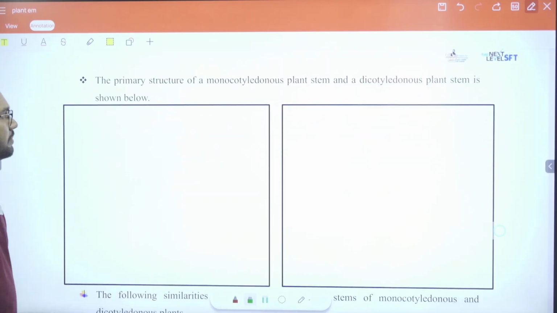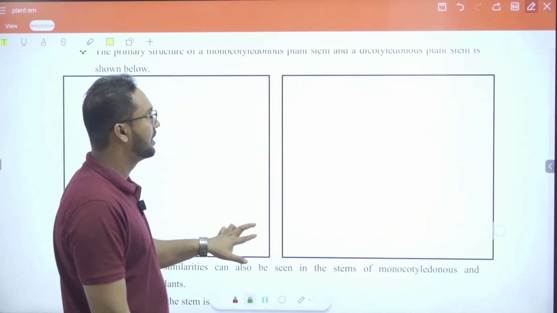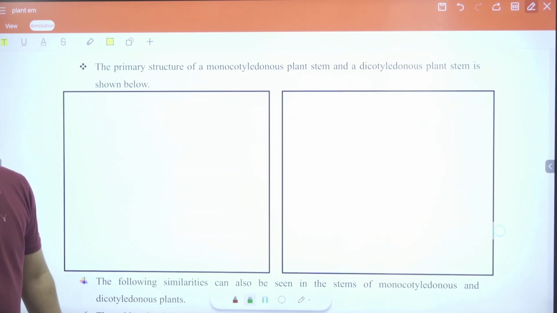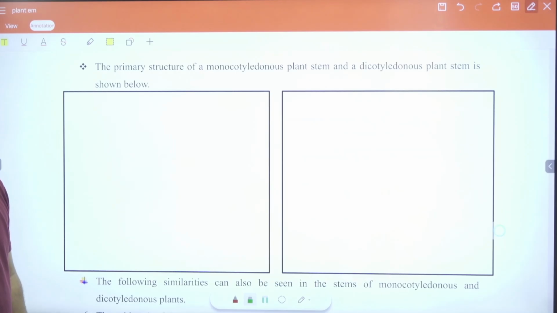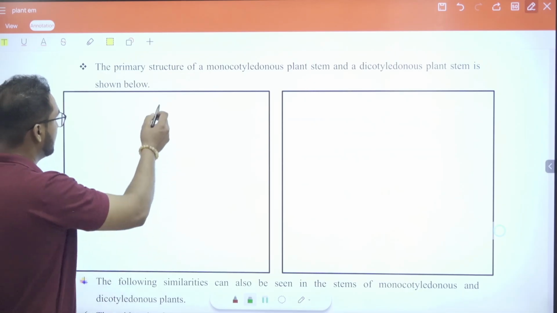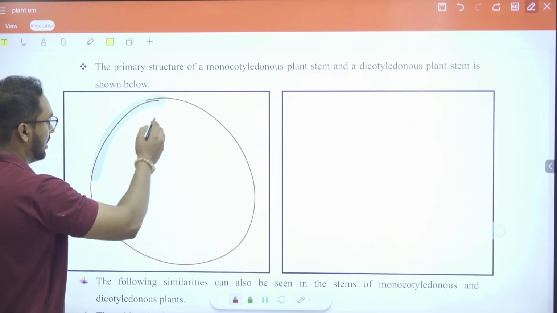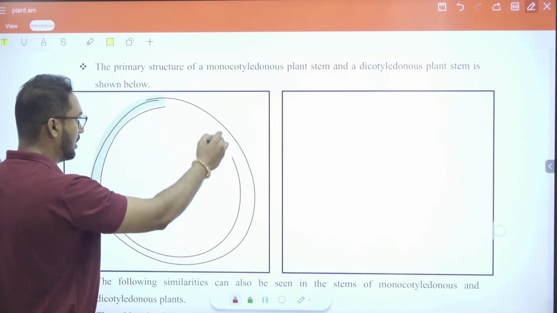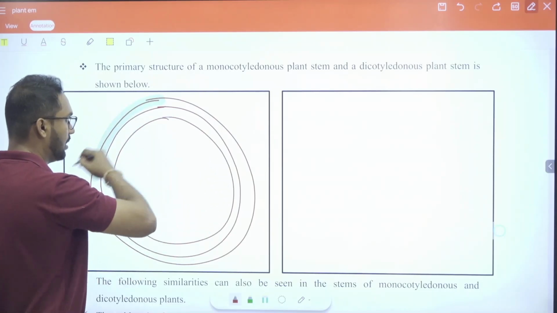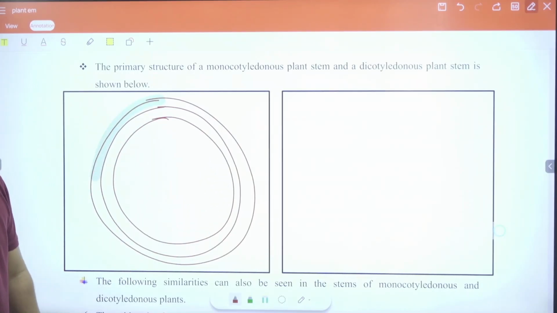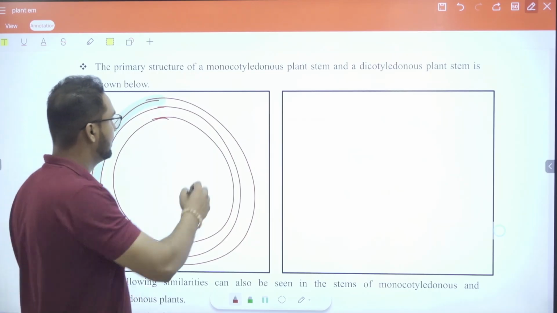Right. The primary structure of a monocotyledonous plant stem and a dicotyledonous plant stem is shown below. You have to show it, right? So you have to draw it. There's epidermis, hypodermis, and the ground tissue. Then the vascular bundles, right? So you have to draw it. Two of the layers are there. The most outer layer you call it the epidermis, right? This layer you call the epidermis.